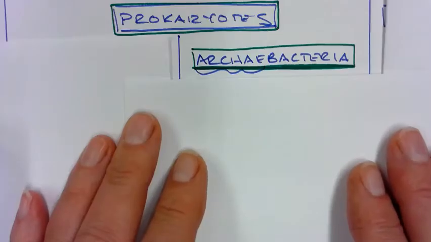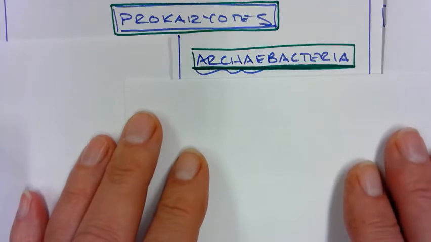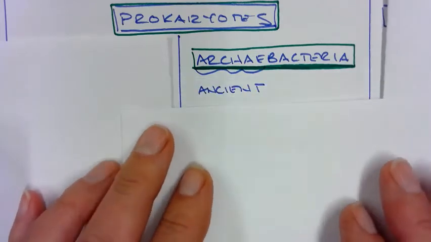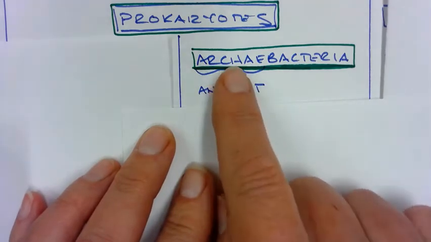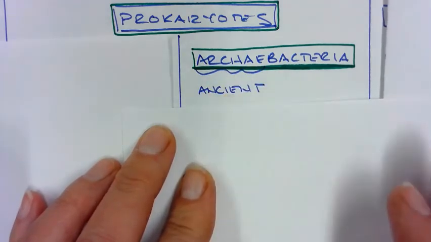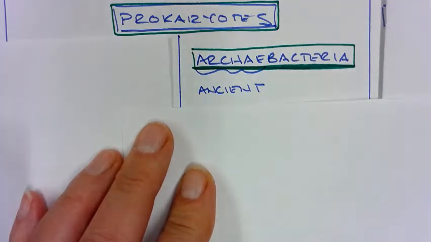The second type of prokaryote are called the Archaebacteria, and the way to remember that is archae, like archaeology, means ancient. So these are ancient bacteria. These are ones that have been here for a long, long time and are still around.